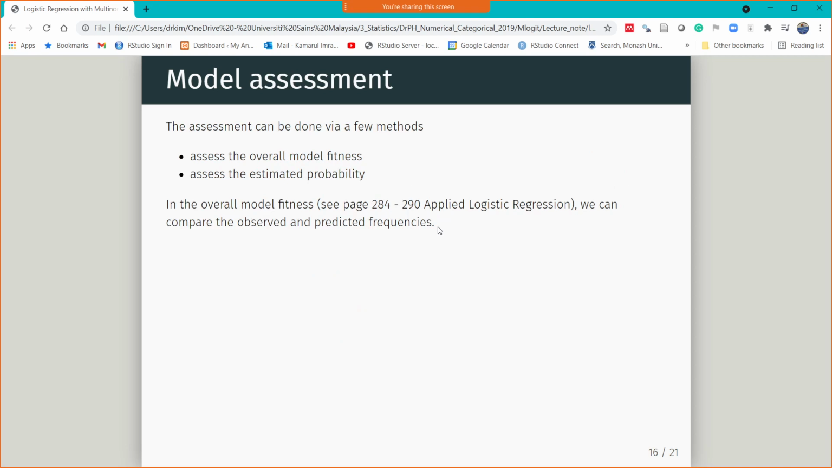So again, the model assessment, if you remember logistic regression.